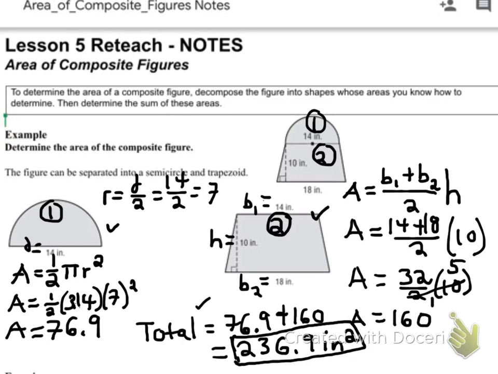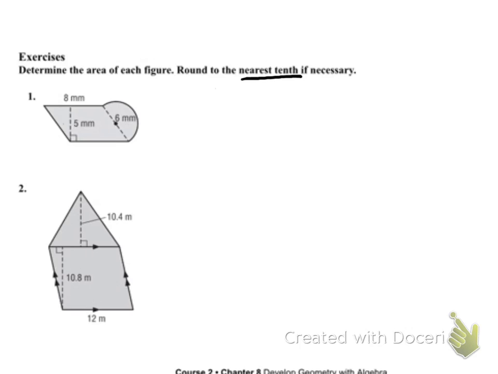Okay, next page, or rather the bottom of your page. Exercises. Let's look at these below. Determine the area of each figure and round to the nearest tenth if necessary. So if we look at our first composite figure, we have 1, a parallelogram, and 2, a semicircle.